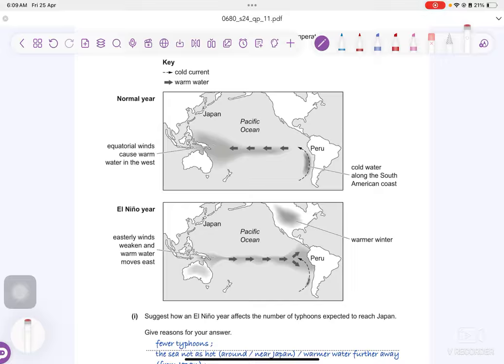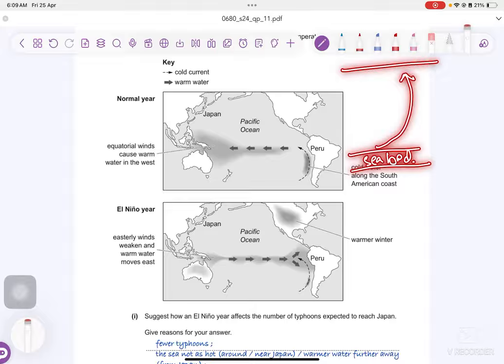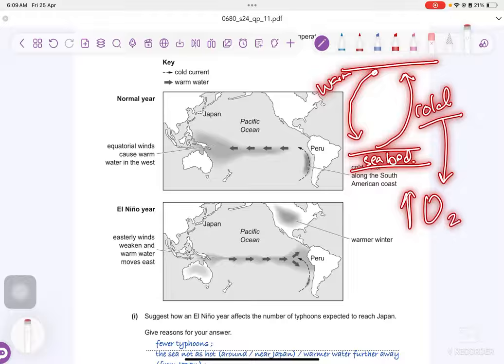Upwelling happens. Upwelling is when water around or above the seabed goes to the water surface, goes to the top, and the warm water from the top goes to the bottom. Now, this is warm, and this is cold. Why do we need water to be cold? Cold water has high oxygen levels and high nutrients.